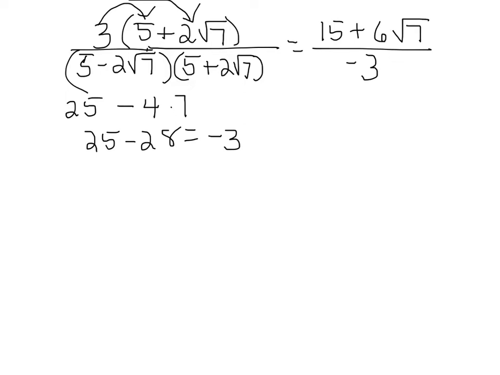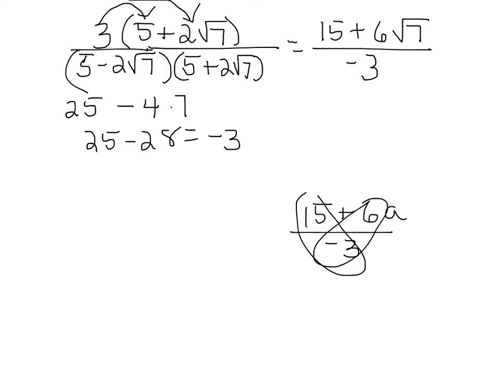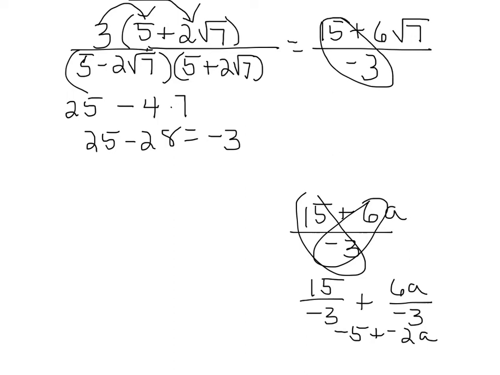Just like if this were a variable expression, if I had, say, 15 plus 6a divided by negative 3, I can reduce this because everything is divisible by the denominator. In other words, I could say 15 divided by negative 3 plus 6a divided by negative 3. And that would give me negative 5 plus negative 2a. We're going to do the same thing here. As I said, radicals behave like variables, so that gives us negative 5 minus 2 root 7.